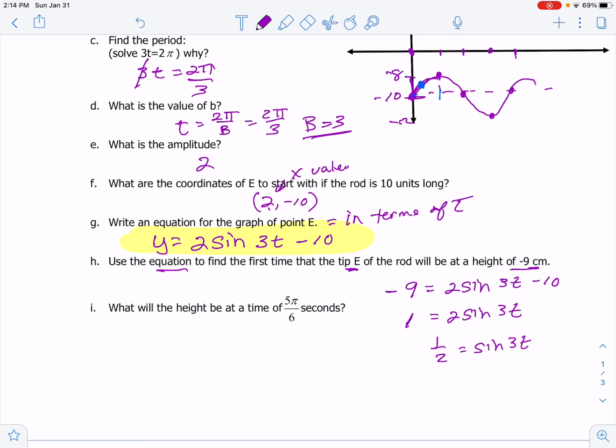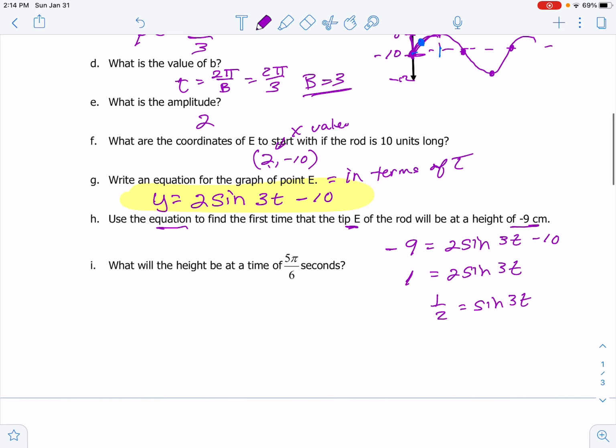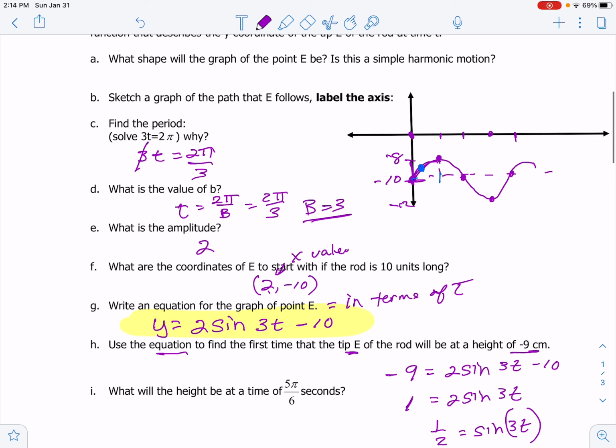Well, when does the sine equal a half? We know our unit circle, so we know that that's pi over 6. So pi over 6 is equal to 3t, because this has to equal pi over 6. So t is equal to pi over 18. That's kind of interesting. That's in seconds, not an angle. So this thing, when we, right, this is 2 pi. This is pi after pi seconds.